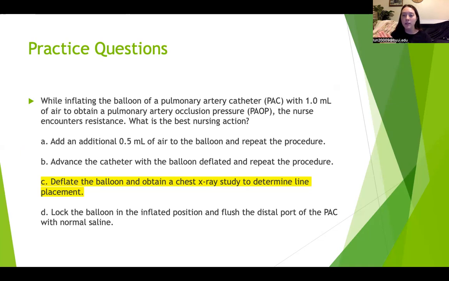Bonus question: if they start having trouble breathing, you suspect that a clot was just dislodged from the central line, what position do you put them in?